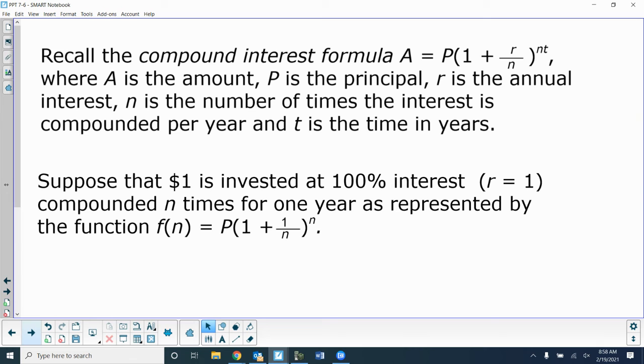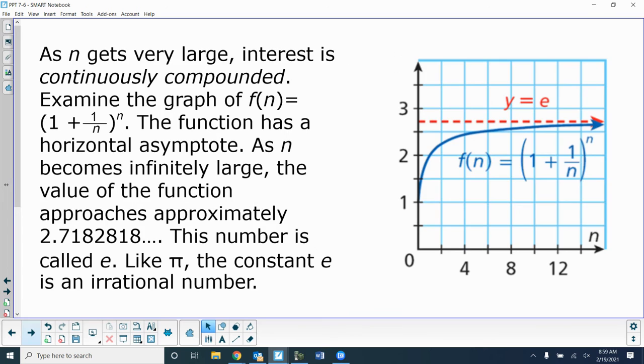N is the number of times interest is compounded per year. It might be monthly, daily, quarterly. Okay? And then T is the time in years. So how many years we actually did this. Suppose that $1 is invested at 100% interest, meaning our rate is 1, compounded n times for 1 year is represented by this function. All right, so the rate was 1, n times, we don't know how many, and for 1 year, so n times 1 is n. Okay, so there's that function.